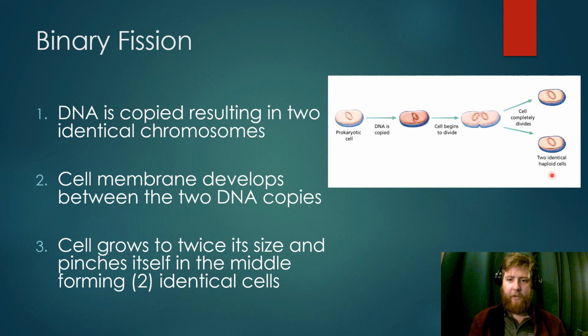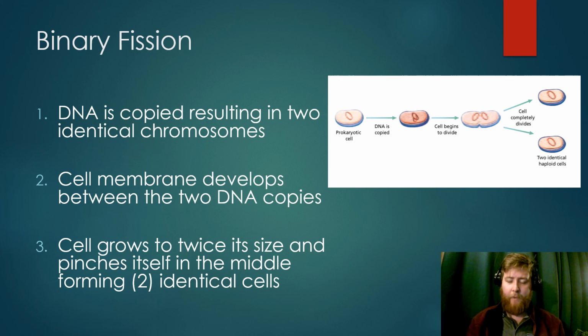They are haploid, they only have one copy of the DNA, but these are identical. So if you and all of your prokaryote friends all have the same parent cell, you're all basically just clones of that parent. You all have the same DNA, you all look the same, you all have the same molecules. So for prokaryotes, this is a pretty simple process, which is great for them.